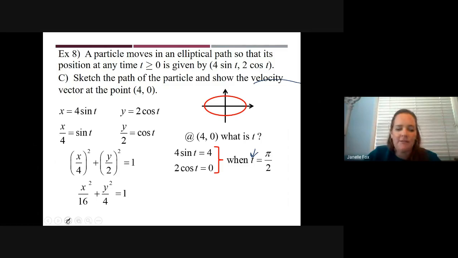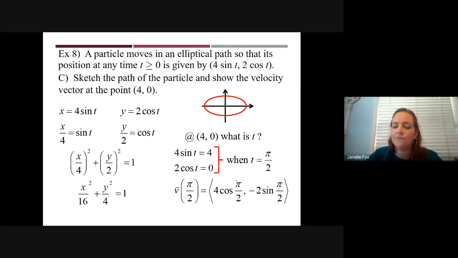Okay, so we have to think about where's my velocity vector and plugging in the time of pi over 2. So we get 4 cosine of pi over 2 and then negative 2 sine pi over 2. I'm plugging it into the velocity vector, right, guys? Cosine of pi over 2 is 0. Sine of pi over 2 is 1. And so we get 0, negative 2.